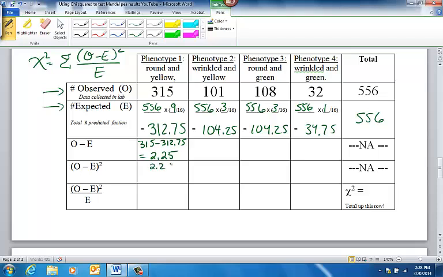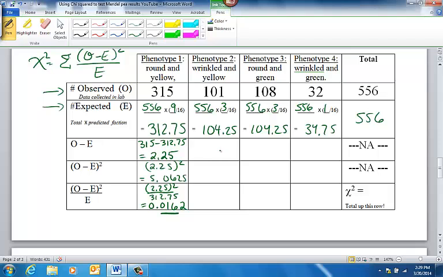So if you take 2.25, now don't round ever, maintain everything in your calculator, squared, that is 5.0625. At some point I start rounding because I just run out of space. And so here we go, 2.25 squared divided by the expected, which was 312.75, that equals 0.0162. Okay, and really all we need is to the thousandths place, because the chi-square table only goes to 3 digits past the decimal.